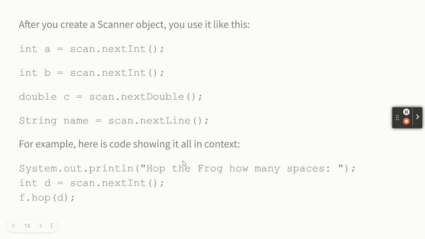So here's some code showing it all in context. System.out.println, hop the frog, how many spaces, colon, and then int d equals scan.nextInt. So if we were running this code, Java would print that and then pause until somebody typed a number and hit enter, and then it would hop the frog that far. So you can imagine I'm probably going to ask you to do something like that.